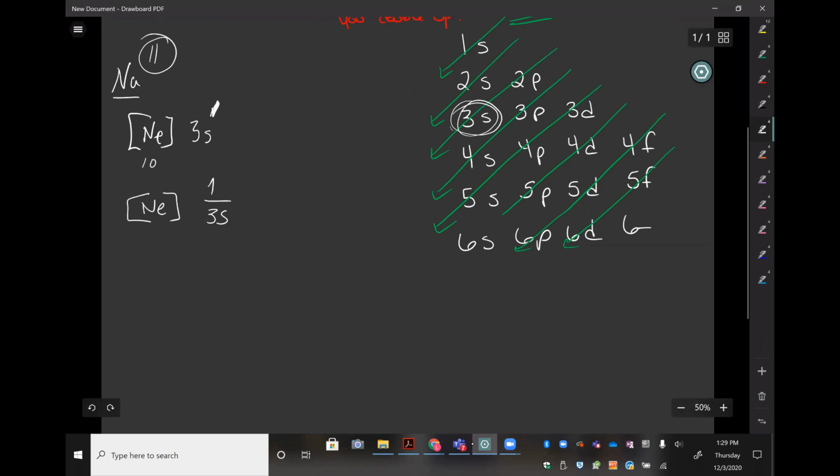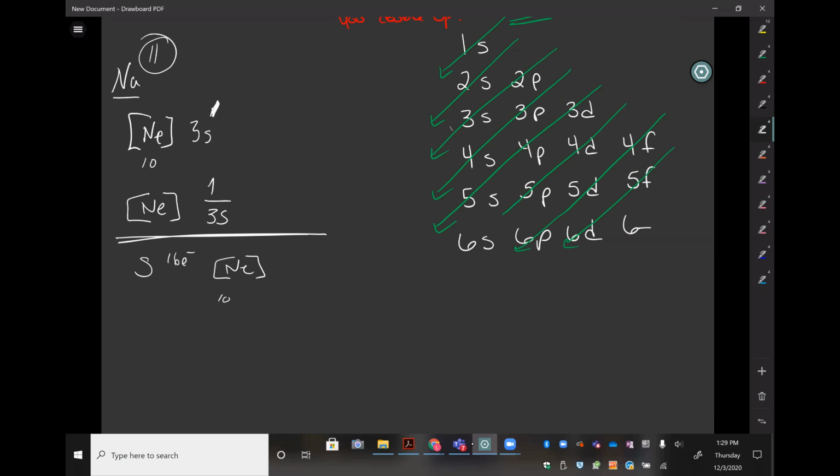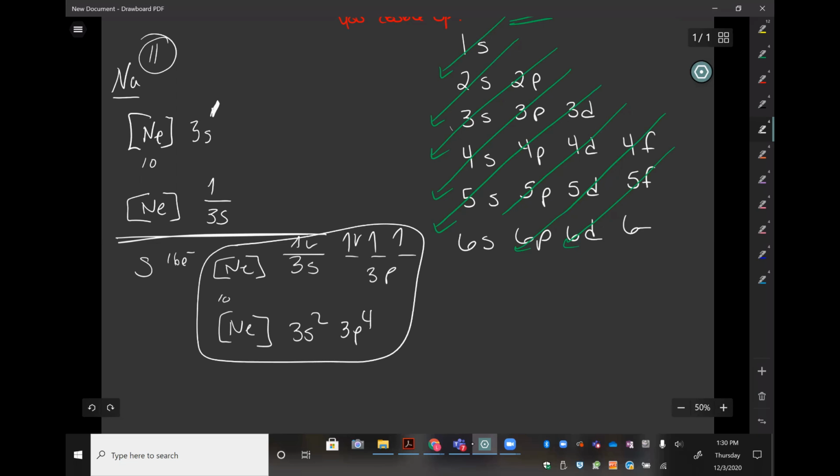Let's try another one. Let's try maybe, how about sulfur, S. Sulfur has 16 electrons. The noble gas that comes before sulfur, again, is neon. Neon, we remember, had 10 electrons, so we need to account for 6 electrons. Sulfur is in the 3rd row, so we will start with a 3s. 3s, 1 up, 1 down. We still have to find 4 more electrons. After the 3s comes a 3p. We go up, up, up, and then 1 down. This is our noble gas configuration, both as the shorthand and the orbital diagram combination for sulfur.